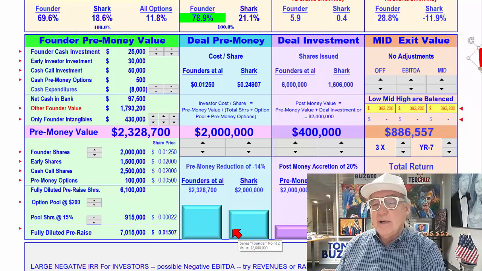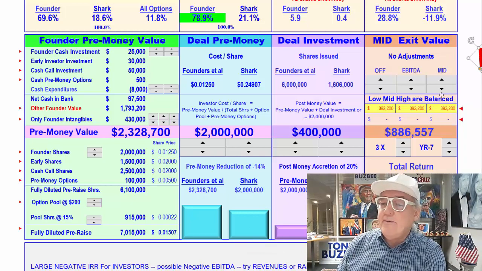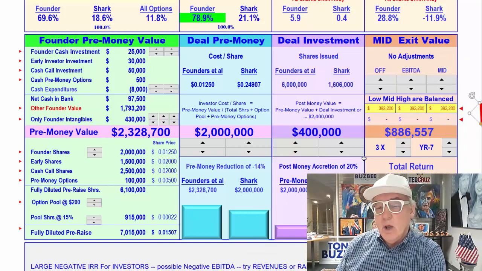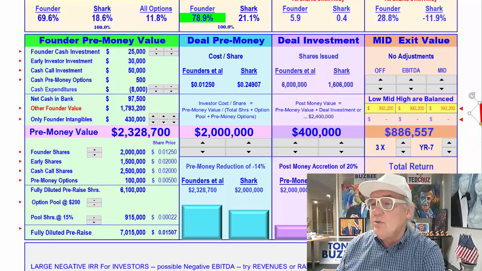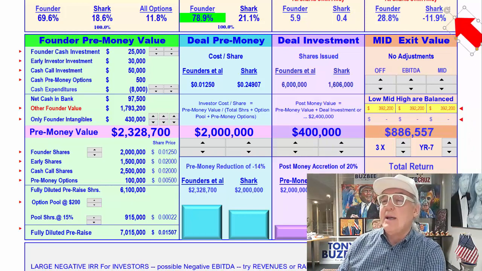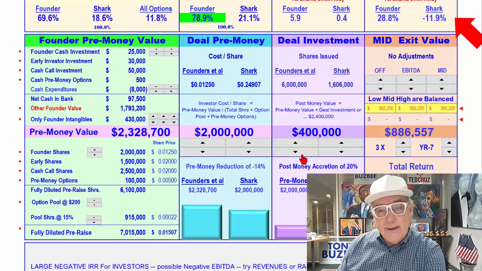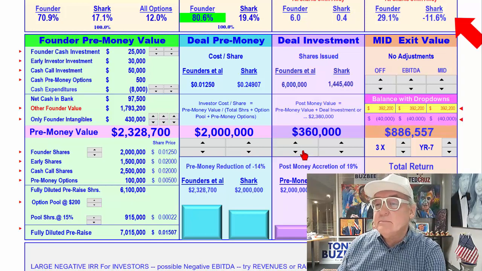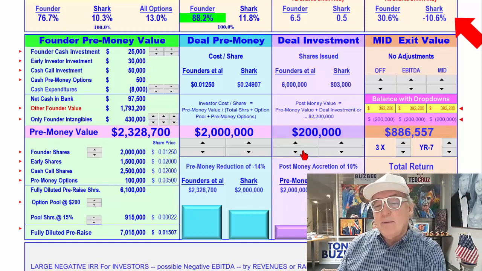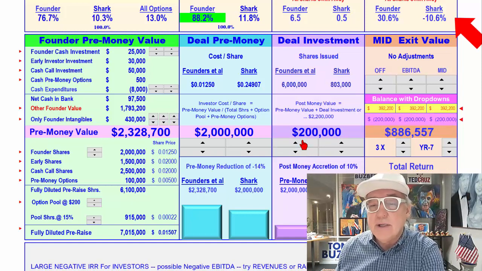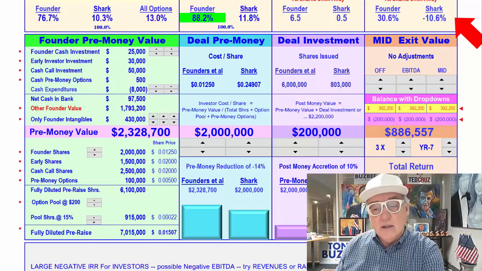Now, I want to demonstrate something to you. Here we're asking for $400,000. Watch what happens to this shark internal rate of return when we lower the amount of money. Now, it's still negative, but it's going towards positive. See that? So we might be able to get by for just $200,000. Let's scroll down and see our liquidity again.